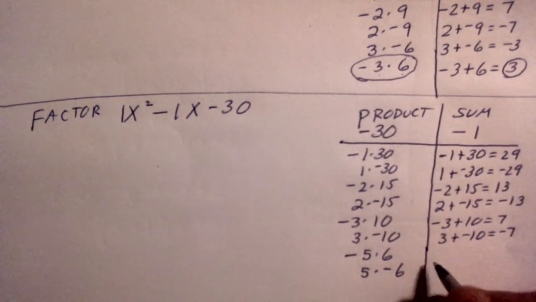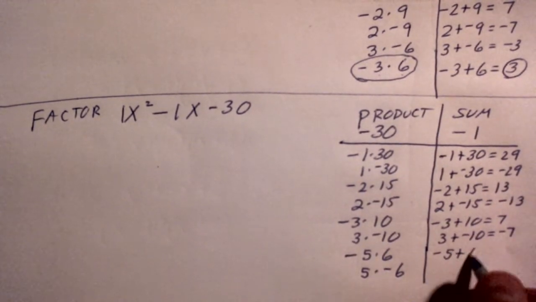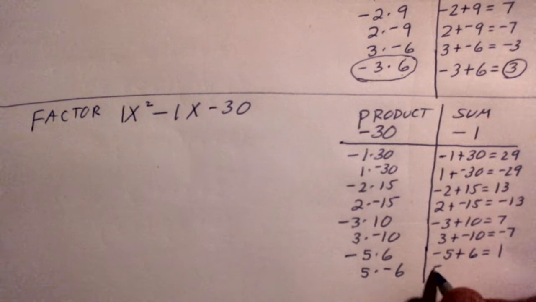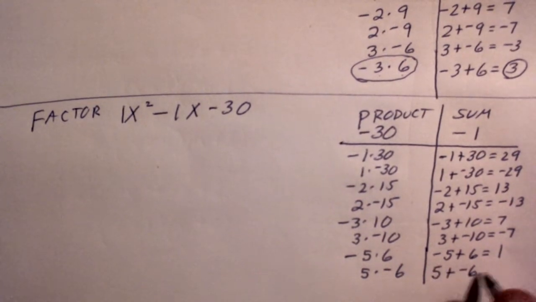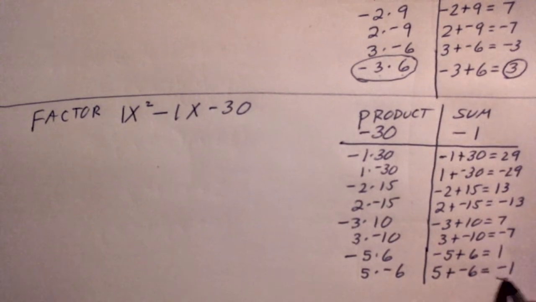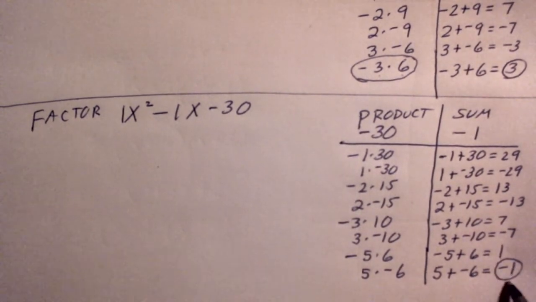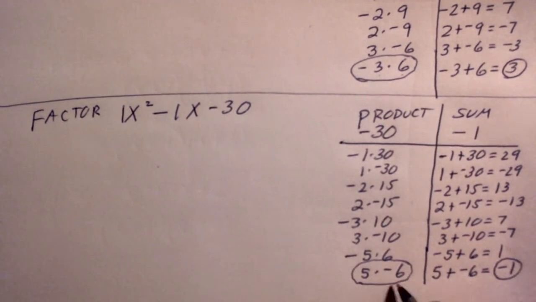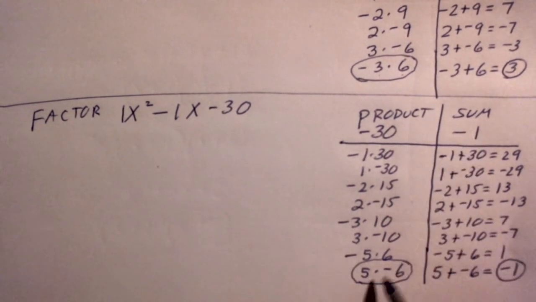How about negative 5 and 6? Well, those miss it by a sign. These add up to a positive 1. Finally, 5 plus a negative 6 we discover is the combination we need because 5 plus a negative 6 add up to our middle coefficient of negative 1. So the only factors of negative 30 that sum up to our middle coefficient of negative 1 are 5 and negative 6.